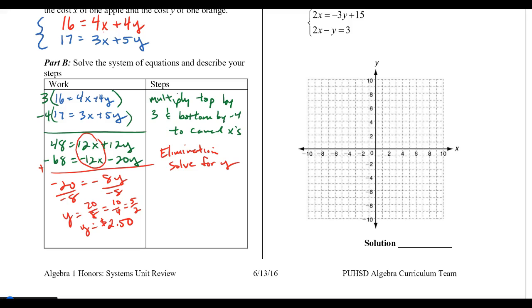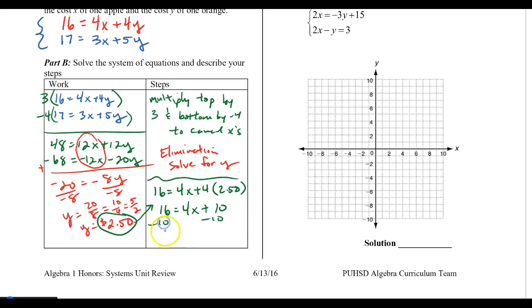So we have to go back up to one of the top two equations, and I'm going to go with the top one, 16 equals 4x plus 4 times 2.50. So I'm just substituting this y value back into my first equation. So 16 equals 4x plus 10. Subtract the 10. 6 is equal to 4x, divided by 4.